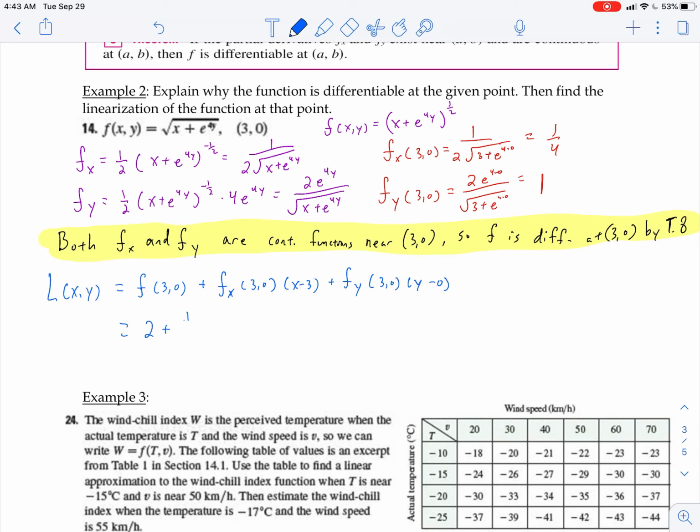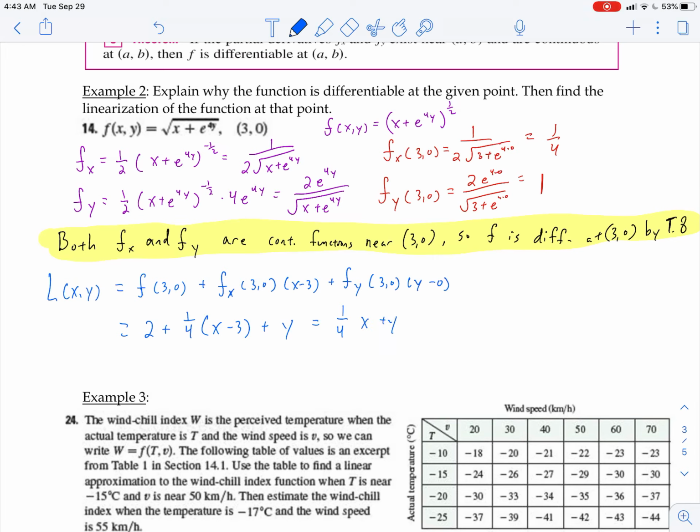So we're going to have 2 plus, and then the partial derivative at (3, 0) with respect to x is 1/4. We found that. And then we have x minus 3. The partial derivative with respect to y at (3, 0), we found that to be 1. So it's just 1 times y. All right. Now let's go ahead and clean that up.